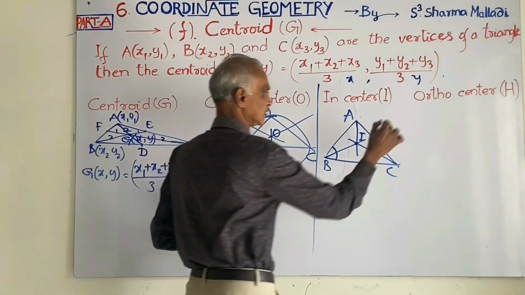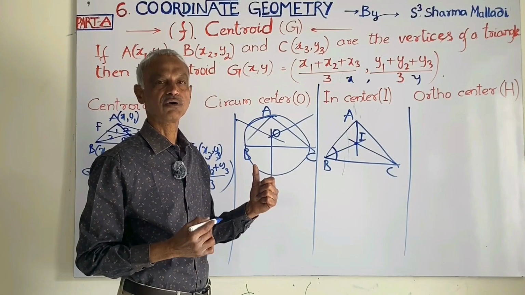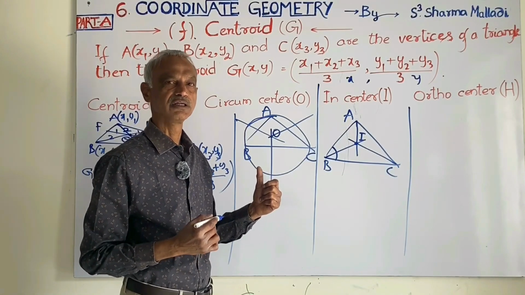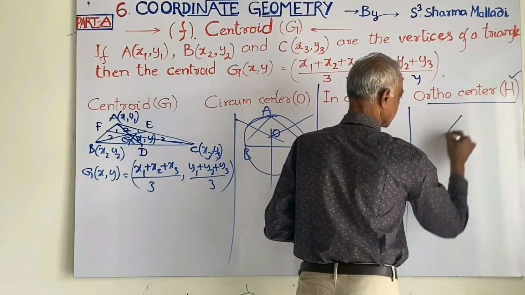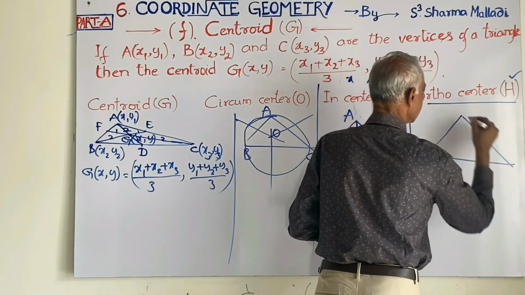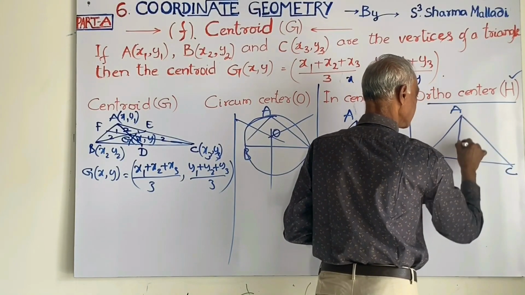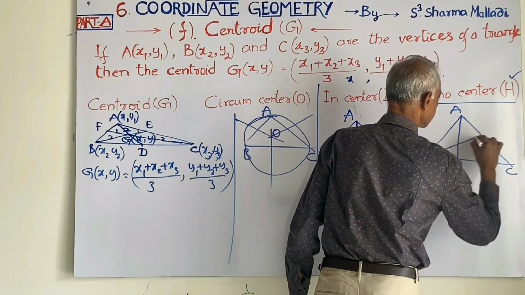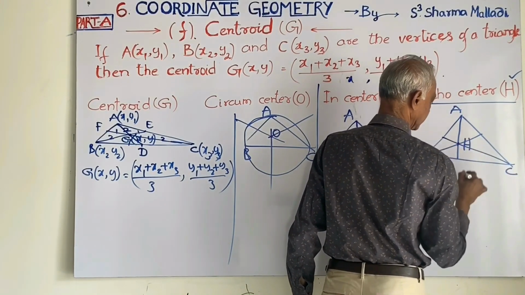Next, orthocenter. What is orthocenter? The intersecting point of altitudes of a triangle is called orthocenter and it is represented by H. See, I will draw a triangle having vertices A, B, C. You take the altitudes. This is the orthocenter.